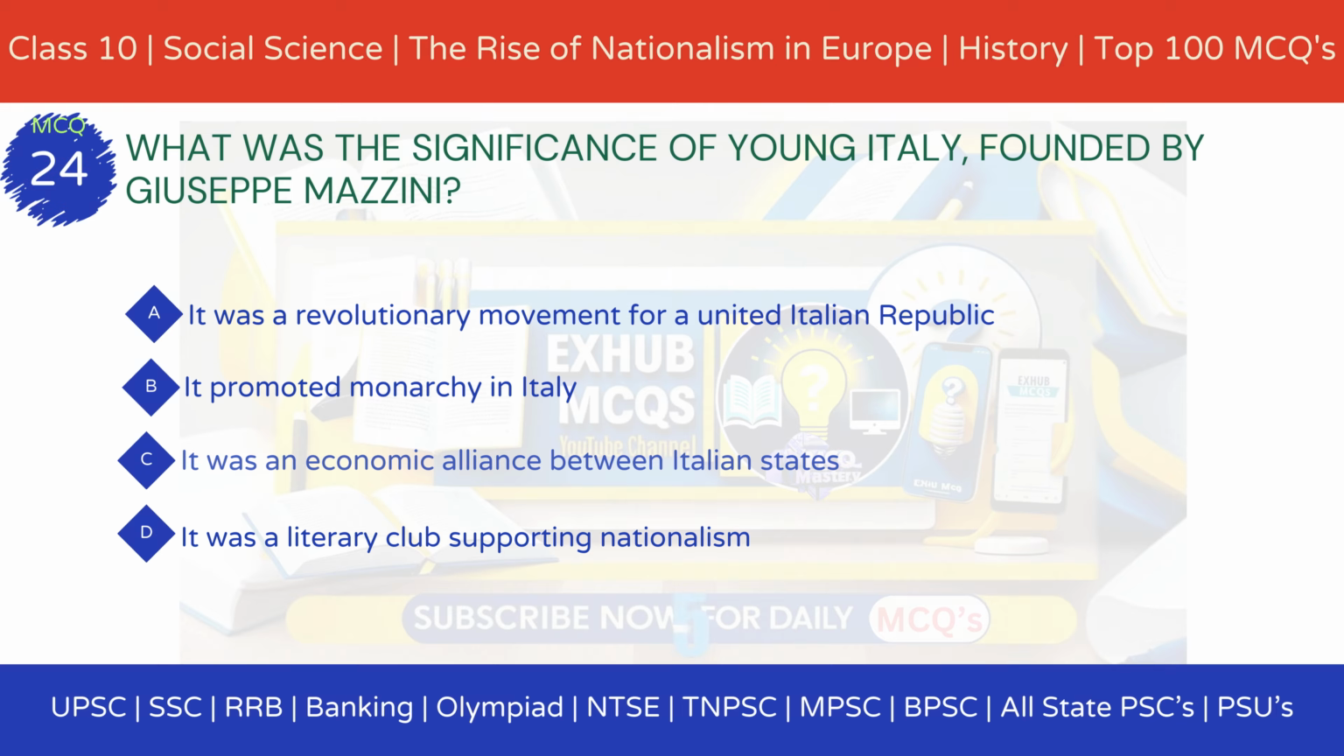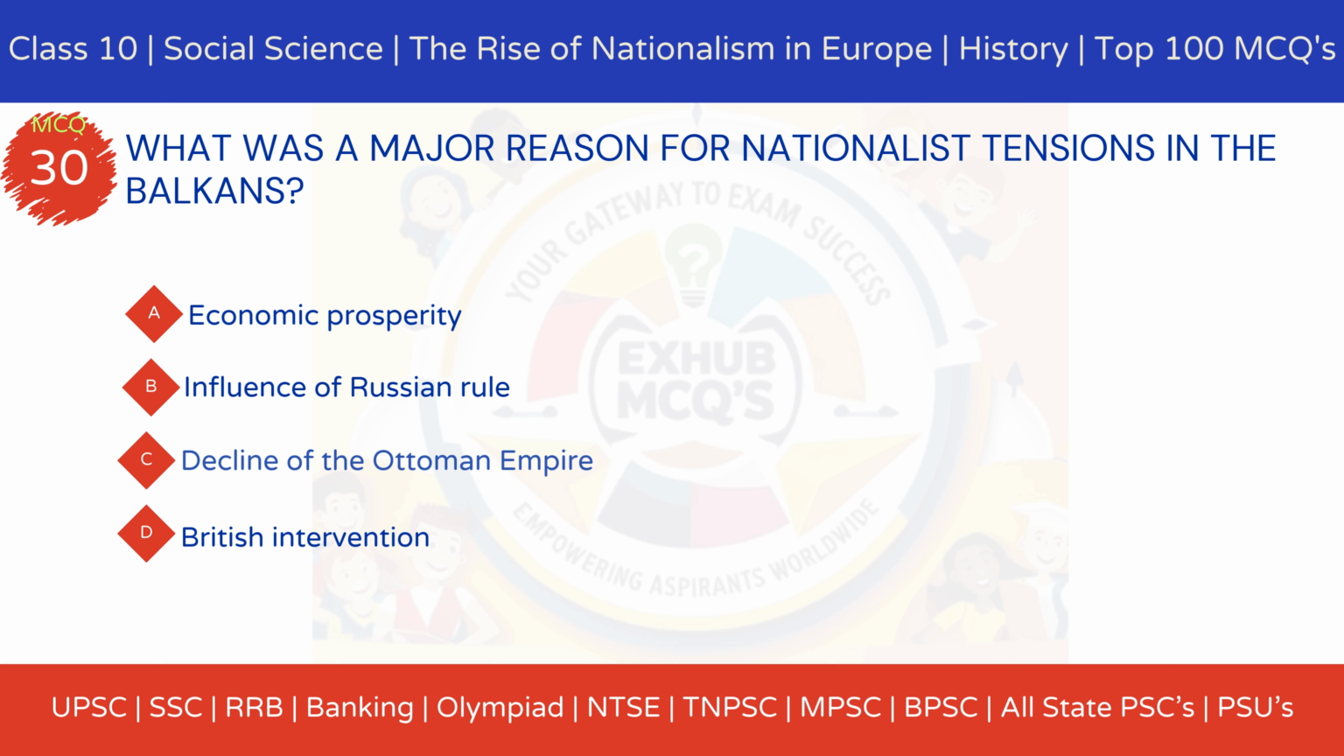MCQ 30. What was a major reason for nationalist tensions in the Balkans? Option A. Economic prosperity. Option B. Influence of Russian rule. Option C. Decline of the Ottoman Empire. Option D. British intervention.